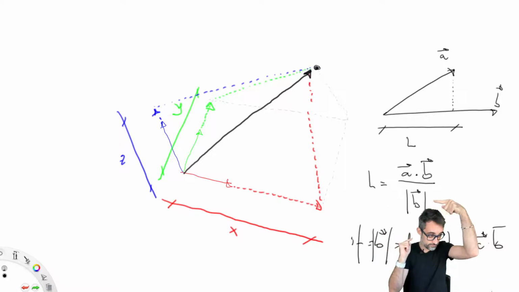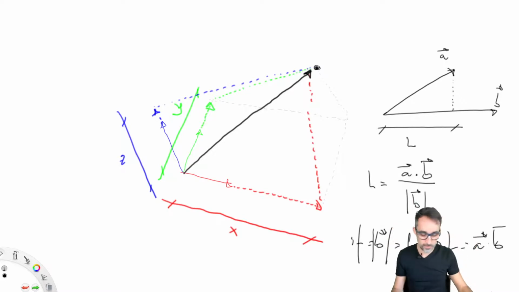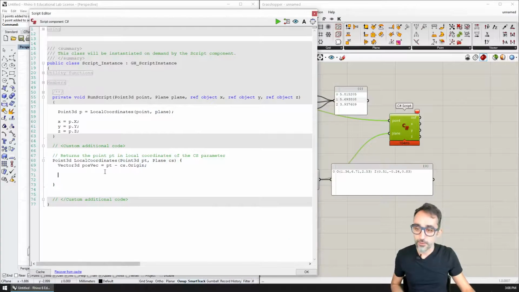Because for the axes, this b for each one of the x, the y and the z axis is a unit vector. So therefore, the length of the projection L is just the dot product. All right. So what I can do is create a variable of type double, and that's going to be the projection on the x direction.